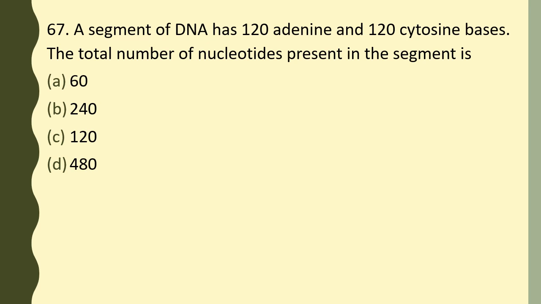Question number 67. A segment of DNA has 120 adenine and 120 cytosine bases. The total number of nucleotides present in the segment is option A 60, option B 240, option C 120 or option D 480. Correct answer is option D, that is 480.